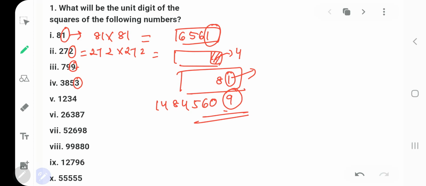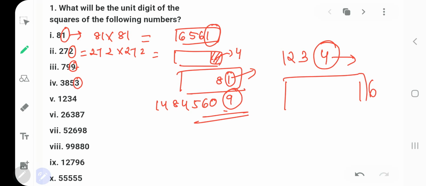They have not asked you to calculate the entire square of the number. Without calculations, you have to just find the unit digit. So you just take the square of the unit digit of your original number, and your square number will also have that digit. I'll tell you how. See, now 1, 2, 3, 4. What is the unit digit of this number? 4. Square it. So 16. So your square number will have 6 as the units digit. Got my point clear?